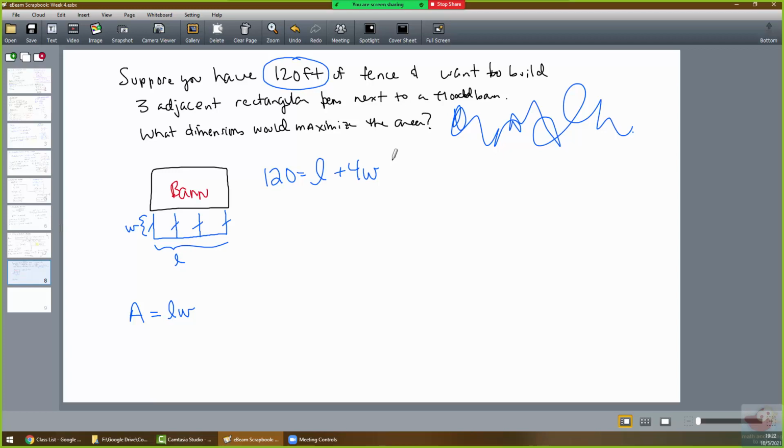Okay. So this one was a little tricky because there's only one L due to the text that we have here that everyone can totally read. And then we have 4 W's because of the breaking up into 3 adjacent pens. Notice we could solve for L here by subtracting 4W from both sides. And now that means instead of the L, we can write 120 minus 4W. If I distribute the W through, I get negative 4W squared plus 120W.